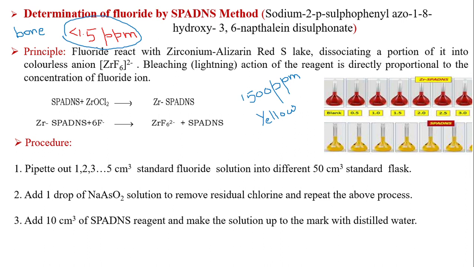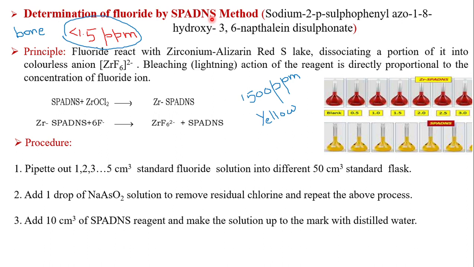For that, the method that we follow is called a spectroscopic method. It is also called the SPADNS method. Here SPADNS stands for the name of a reagent. The name of the reagent used here is sodium 2-para-sulfophenyl azo 1,8-hydroxy 3,6-naphthalene disulfonate. This is the expansion of SPADNS.